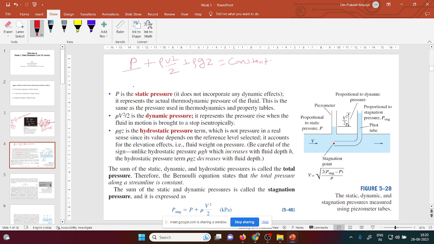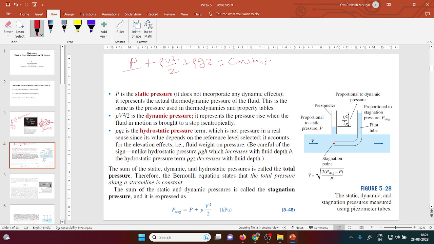Okay. As you see here, this P indicates the static pressure, and V square by 2g indicates the... If someone wants to take a screenshot, please take it. If you want to take the screenshot, no problem. For this, I am following the Cengel and Cimbala book, the one that sir suggested to all of you.